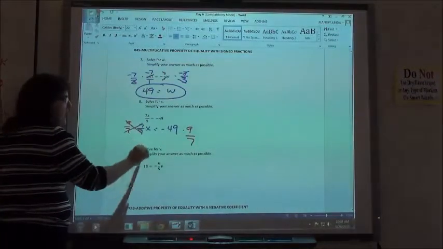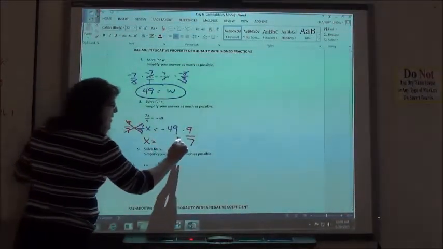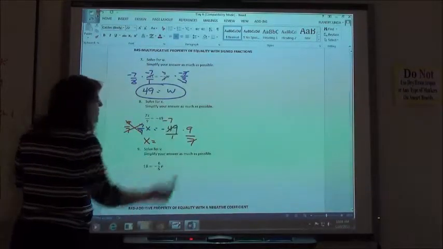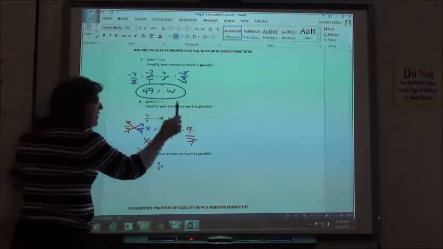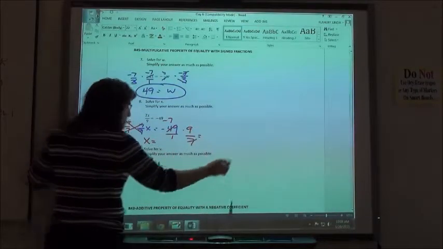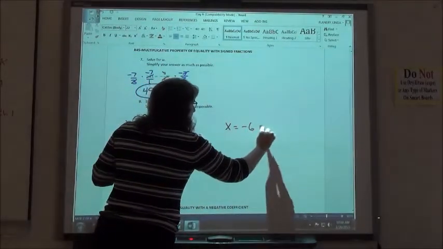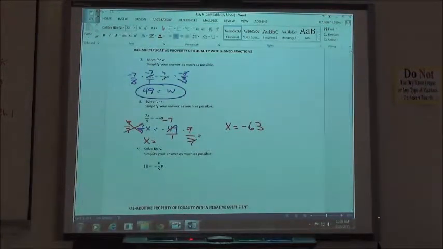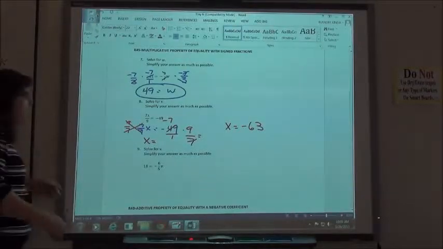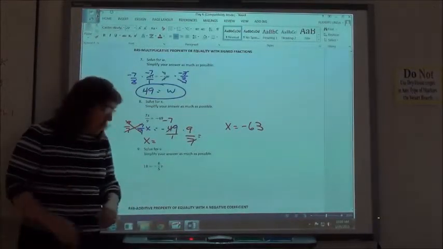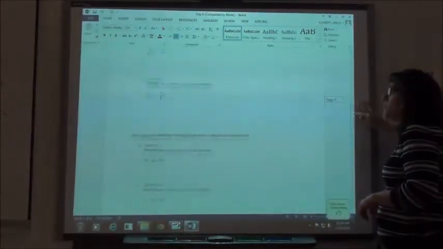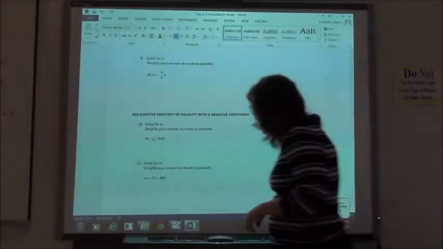That cancels out that fraction. And then again, I can simplify. 7 goes into negative 49, negative 7 times. A negative 7 times a positive 9 is a negative 63. Now if you're really bad with fractions, you could use your calculator, but most of these will come out to nice whole number ones that you don't really probably need your calculator.